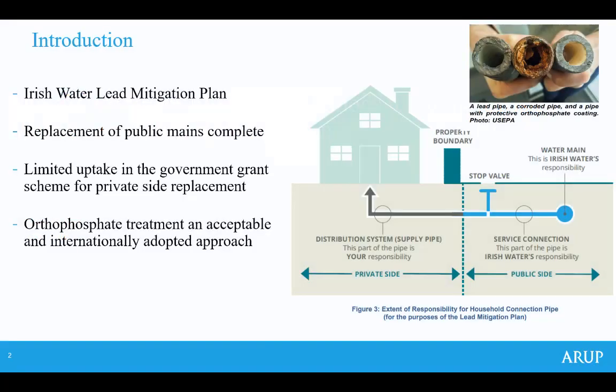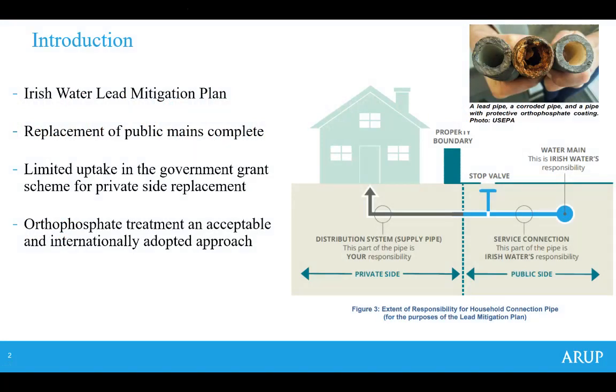So the Irish government has a national strategy to reduce the exposure to lead in drinking water, and Irish Water has developed a lead mitigation plan. When water leaves Irish Water treatment plants, it is lead-free. However, when water passes through lead pipes and fittings, lead can dissolve into it. Irish Water have replaced lead public water mains in Ireland, but lead plumbing was widely used in houses built before the 1980s. And it's estimated that there are 180,000 homes in Ireland, together with public buildings and business premises over 40 years old, that may have lead plumbing.